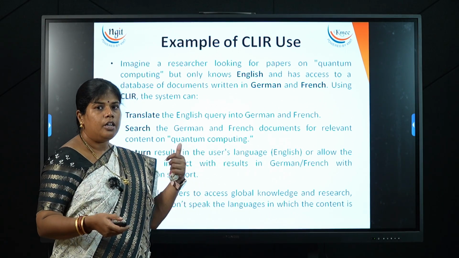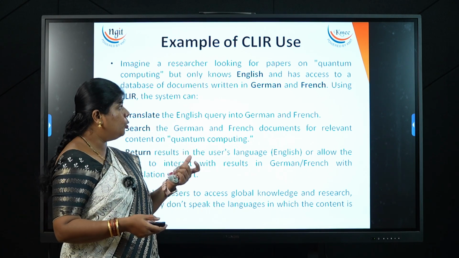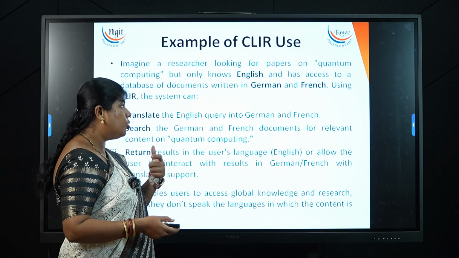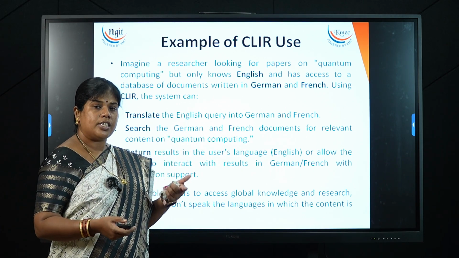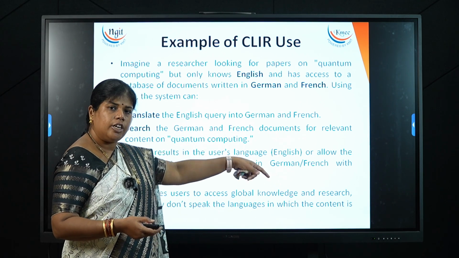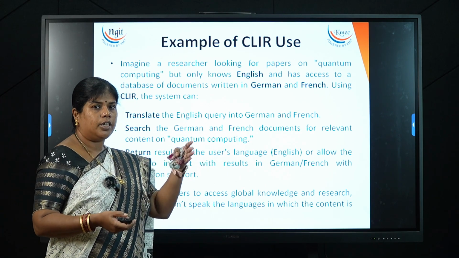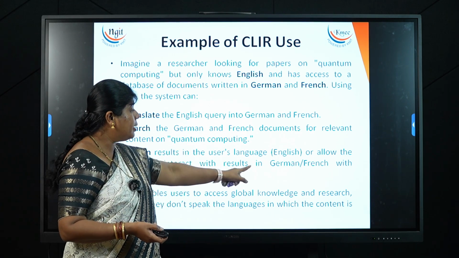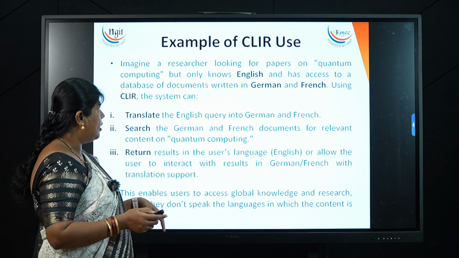This is especially useful for a researcher who wants to know what research is happening throughout the world in the area of quantum computing. It is not compulsory that the research be performed in English; it can be performed in any language. If I want to know the level of that research, then I should be capable of handling those documents, and that is possible using CLIR.